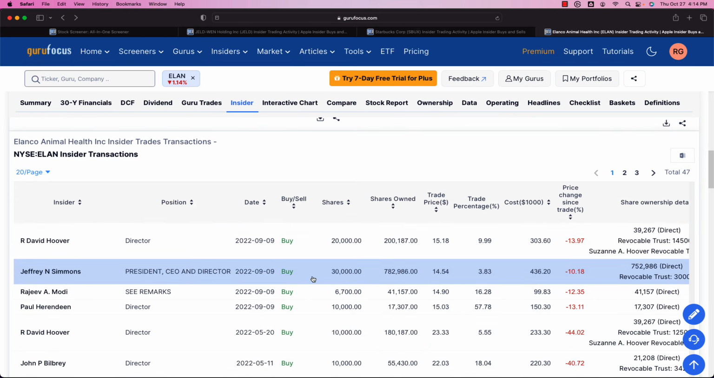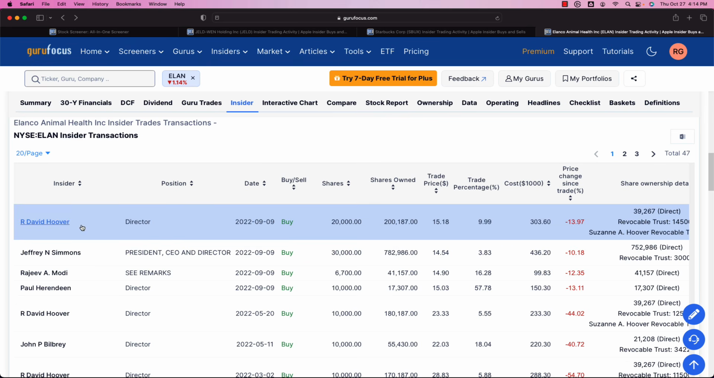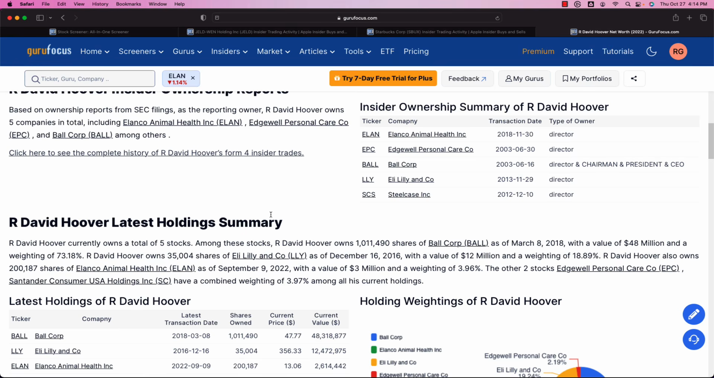But I did notice this. I started looking at these insiders. Here's a director, David Hoover, who bought 20,000 shares at a cost of $300,000. And remember, everything is very clickable on this website. So if we click their name, we can look at their track record, their history.